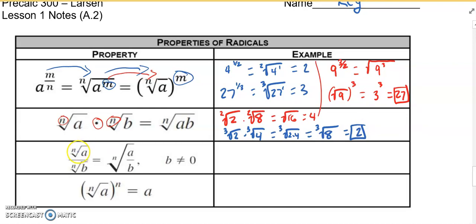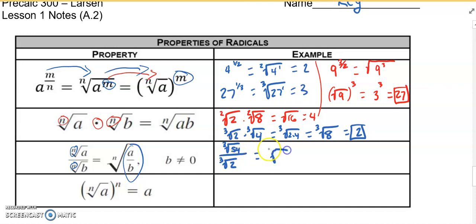Very similarly, if I have the same roots and there's division, I can write the fraction under one single root, kind of the same process as the one we just did, but with division instead of multiplication. So let's see, if I have the cubed root of 54 over the cubed root of 2. Neither one of these are perfect cubes, so you're going to be getting decimals if you were to use a calculator to figure that out.